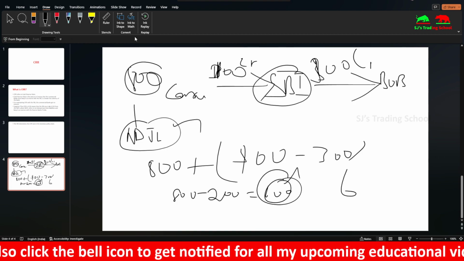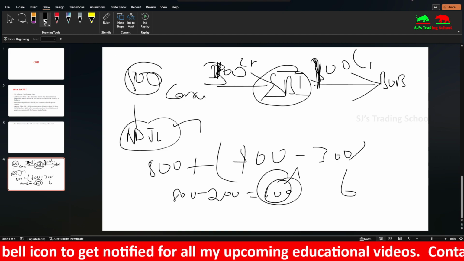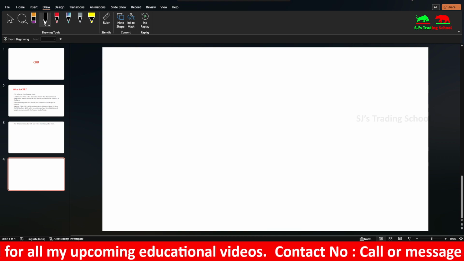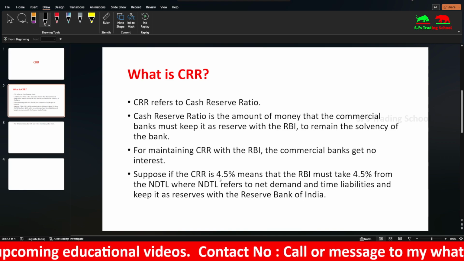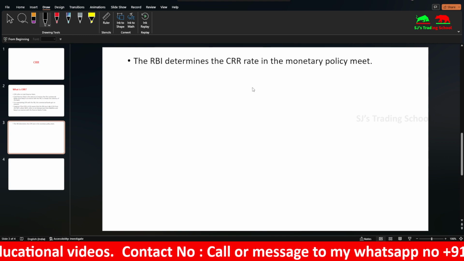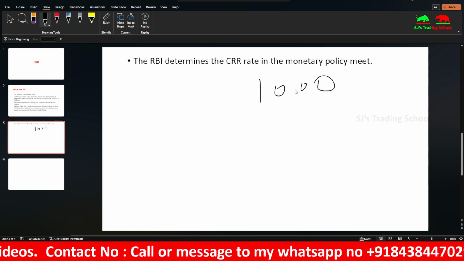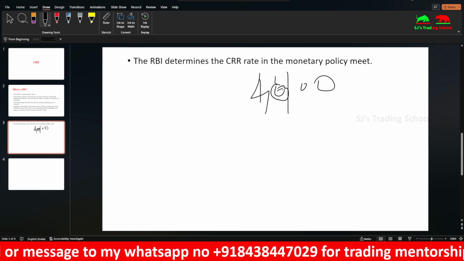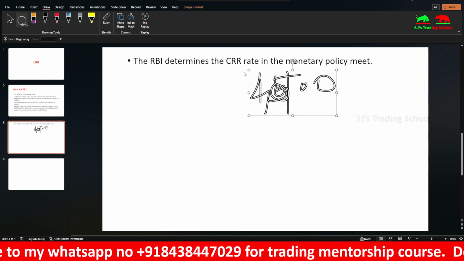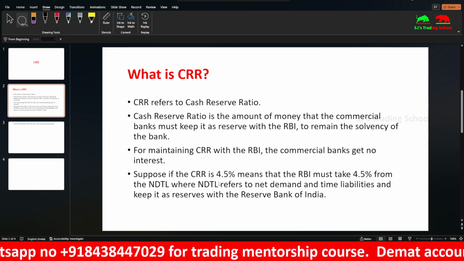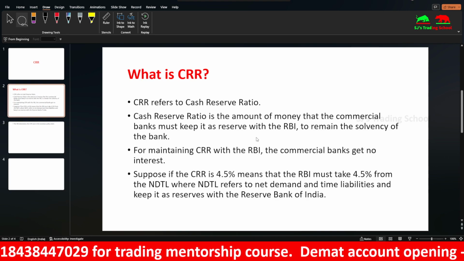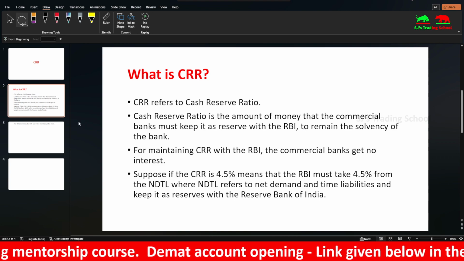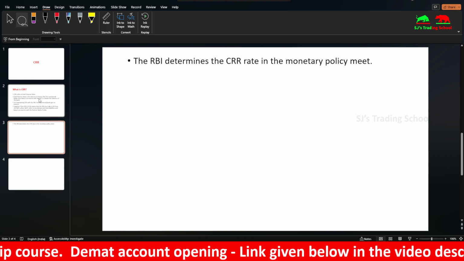So let's take the first scenario, 300 and 100. In this case, the net NDTL is 1000 rupees. From the 1000 rupees, this 4.5 percent must be taken. So you can calculate: 1 percent means 10, 4 means 40. You can calculate and see the value, and that amount has to be reserved with the RBI. This is for the safety of the banks, and the remaining amount can be given as loans. So this is the NDTL.